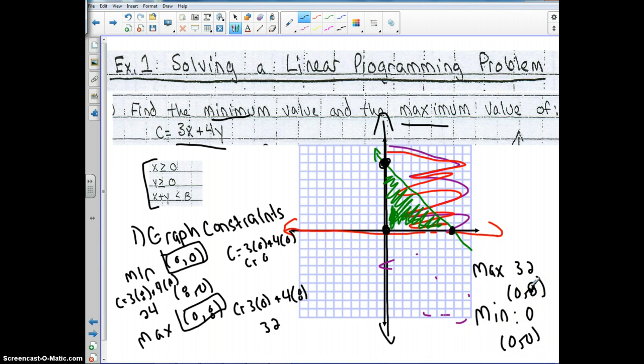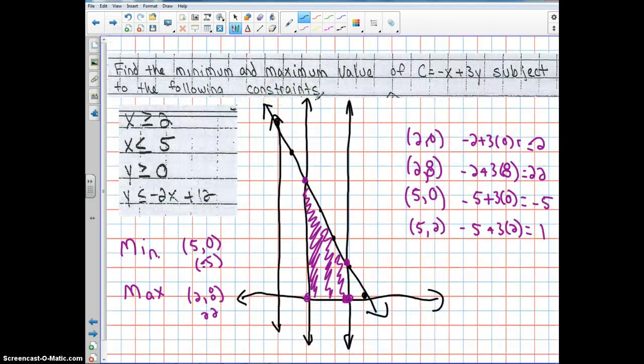What I encourage you guys to do is try one. I would stop it right now. Try it, and then the next page has the solution. Well, hopefully you guys had a chance to stop it. This is what your region should look like. And what I got my minimum to be was at -5 at the point 5, 0. And then my max was at 2, 8.